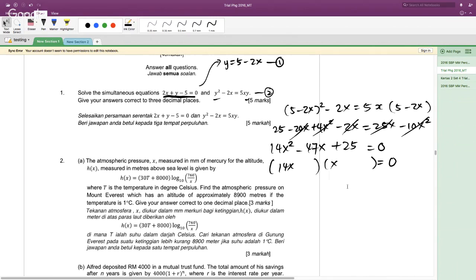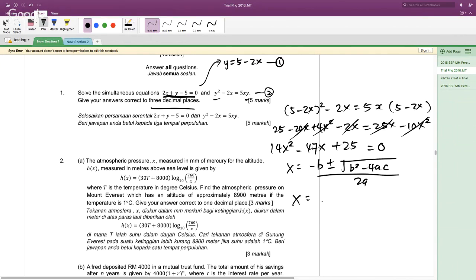Oh, that's why the question says leave your answer in 3 decimal places. So that means you will need to use the other formula, which is x equals negative b plus minus square root of b squared minus 4ac, divided by 2a. You should know your b equals negative 47. And then plus minus square root of negative 47 squared minus 4 times a, which is 14, and c, which is 25, divided by 2a, 2 times 14. And then you should be able to get 2 different answers.